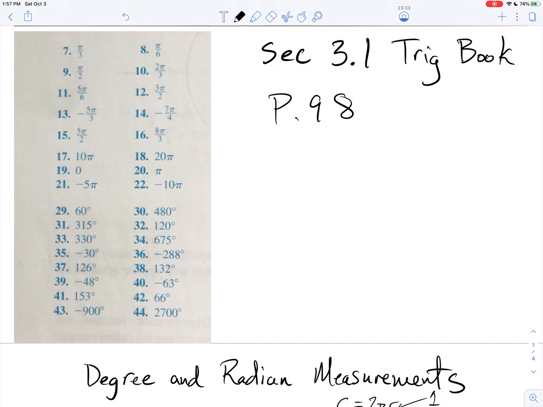And you'll see all of these answers here, they have pi in them, except for this guy. But if it's 0, you don't need to write 0 pi. It's 0. 0 radians is okay. And then down here you'll see all these guys have degrees. Okay, so this is just a bunch of convert from one to the other stuff.